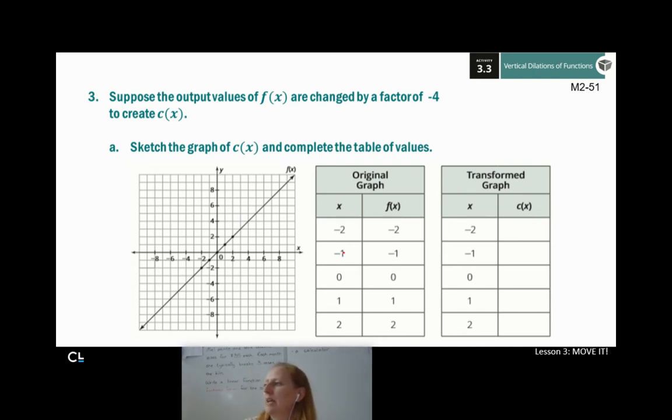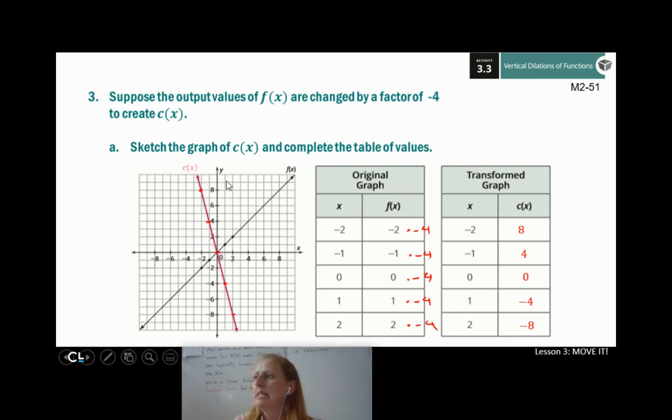So I did my table first, and I, again, times -4, times -4, times -4, times -4, times -4. So I'm just multiplying everybody by -4. So this would be a +8, a +4, 0, a -4, and a -8. And of course, if I pull up my points, I've got -2, +8. I've got -1, +4. 0, 0, 1, -4, and 2, -8. And if I connect the dots, there it is. And I should label it c of x.